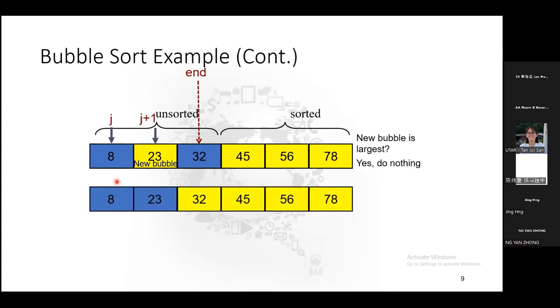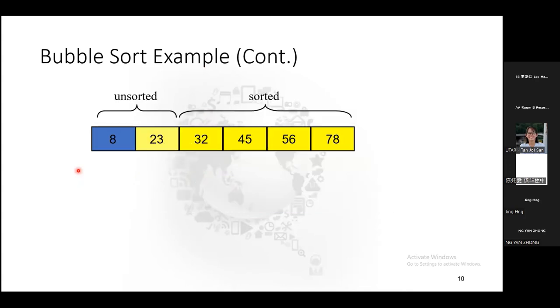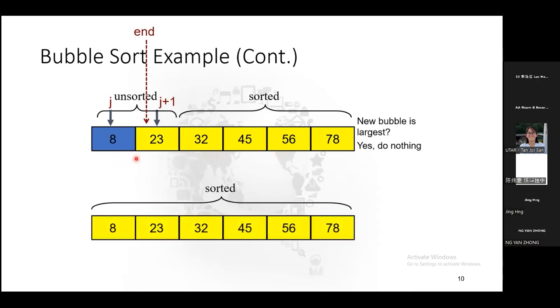So you will still compare 8 with 23. Is it the largest? Well, no, so it does nothing. Then you go to the next one, compare 23 with 32, so nothing. Is it going to compare again? Yes, it will continue until the end. You can see here we have 8 and 23. We still compare whether the new bubble is the largest. No, so nothing is done. Then we have the sorted items over here. That is what will happen in the bubble sort.